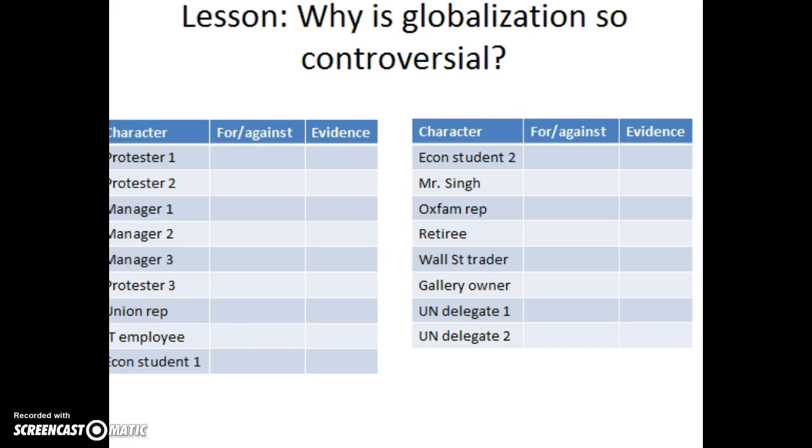This is a reader's theater, so a really fun activity to do with students. I've used it with a lot of econ classes, and what happens is the students each play a role. So some students are protesters, maybe there's a narrator, there's ones that represent a Wall Street trader or somebody from Oxfam, so a bunch of different parts. And there's a lot of conversation, discussion, but the point is that each person offers their opinion on trade and globalization, and they offer evidence. And so with the students, I have them track who's for and who's against globalization and what evidence they offered.